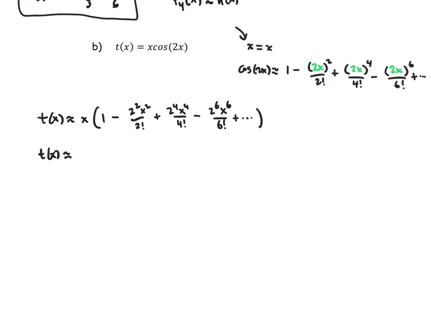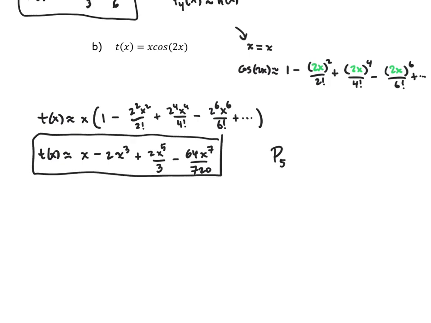T of x will then be x minus, and I'm going to reduce, this would be 2x squared plus, that'd be 16 over 24, which is 2/3, 2x to the fourth over 3, minus, that'll be 64 over 720. I'm not going to try to reduce that, so I'm just going to leave it as 64x to the 7th over 720. Now, I did mess something up back here. I forgot to multiply these terms by x, which would make those terms cubed and to the 5th. Okay, there are the first 4 non-zero terms, which construct the 5th degree polynomial representation of x cosine 2x.